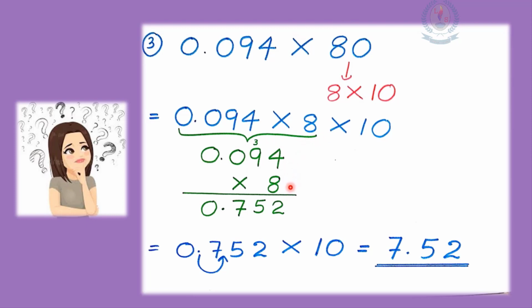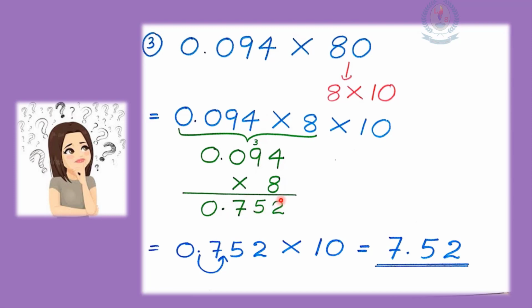Then shall we multiply 8 times 4, 32. From 32 we are writing 2 here, that 3 comes here. 9 times 8, 72. 72 plus 3, 75. Then from 75 we are writing here 5, and that 7 comes here. Then 8 times 0, 0. 0 plus 7, here 7. And here 8 times 0, 0. Right, after multiplying 0.094 by 8, we are getting 0.752 as the answer.